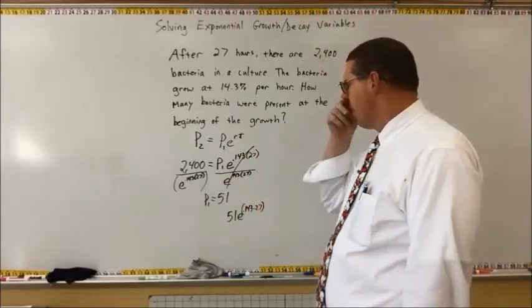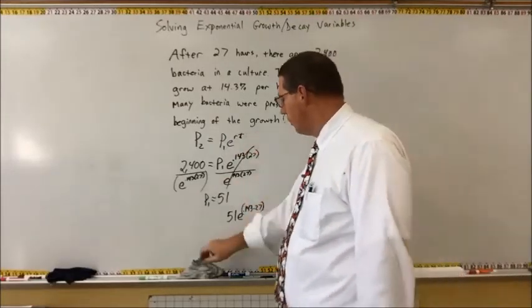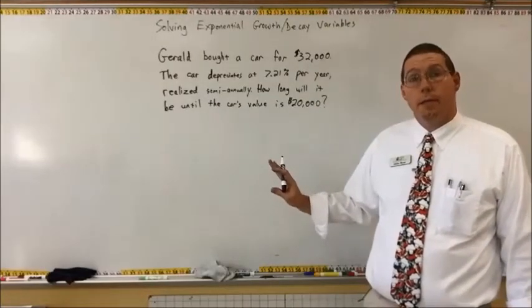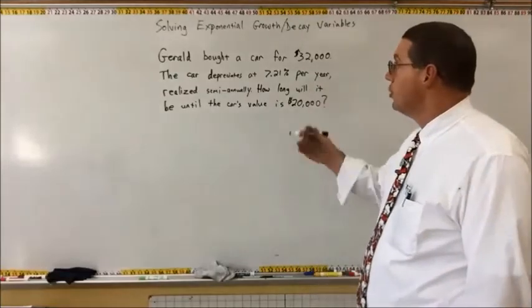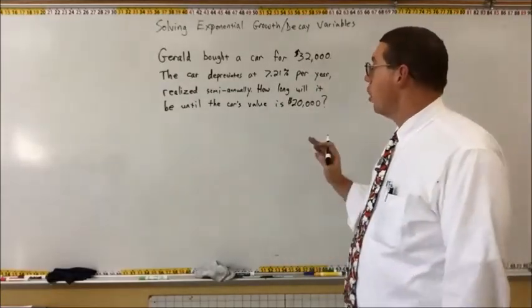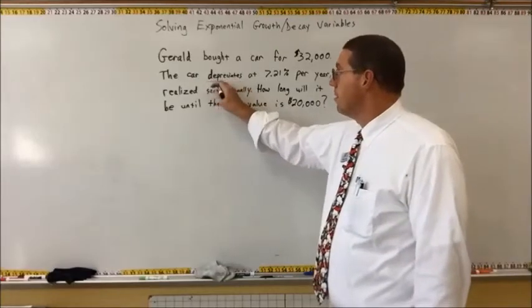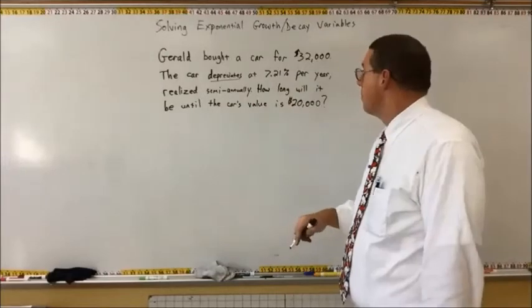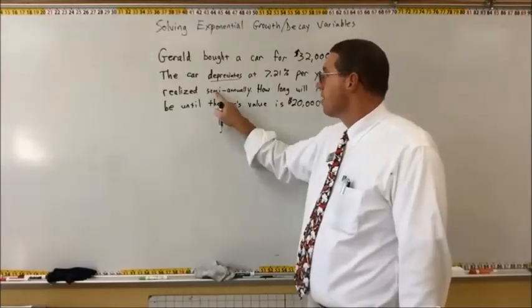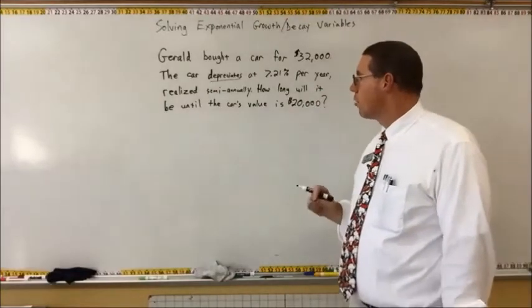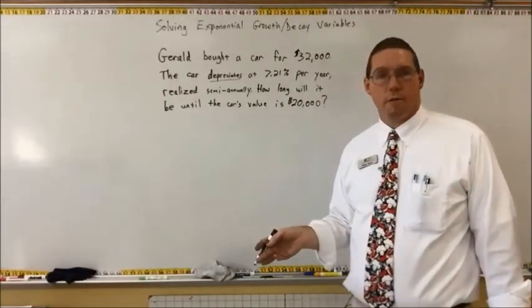Let's try solving for a different thing. Let's try and solve for time. All right, here's a situation where we're going to calculate the time. It says, Gerald bought a car for $32,000. The car depreciates, that's decay, right? Depreciates at 7.21% per year, realized semi-annually. How long will it be until the car's value is $20,000?